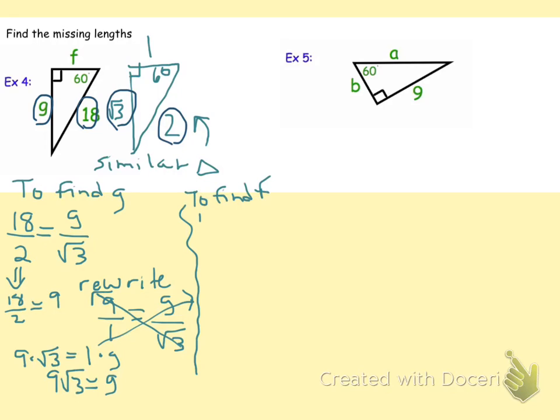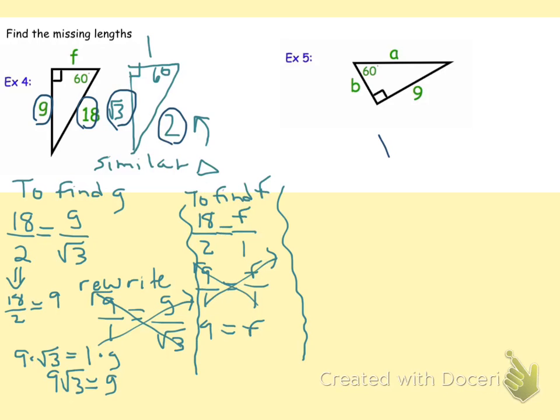Again, we're going to set up ratios. 18 over 2 equals f, our short side on the left triangle, over 1, our short side on the similar triangle. We reduce it to 9 over 1, and then cross multiply. 9 times 1 equals 1 times f, so f equals 9.